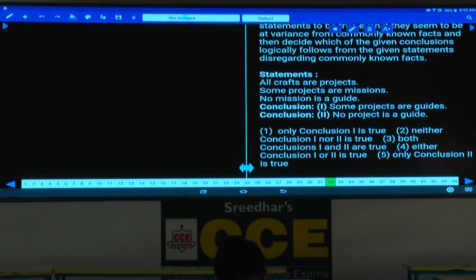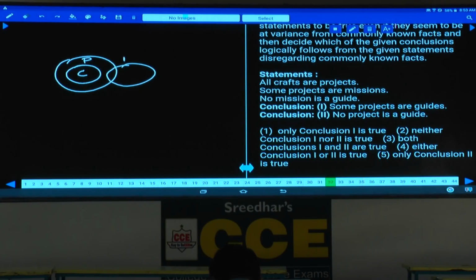Then question number 32: all crops are projects, and some projects are machines, and no machine is a guide. Then the first one, some projects are guides, is false, because project is here, guide is here, no intersection between these two. And the second one, no project is a guide, is definitely true, isn't it?